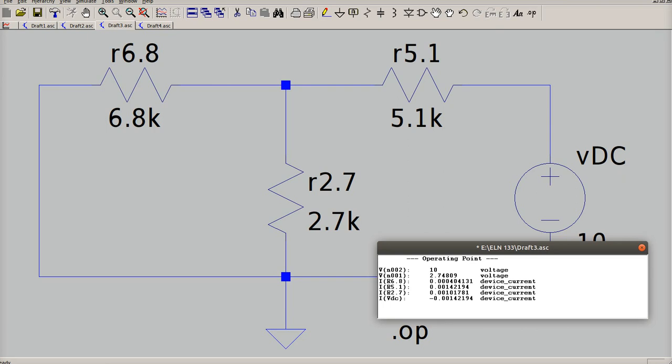So the solution to problem 1 through 5 is, well, all this information, the voltage drops across each resistor, and you have to subtract 2.74 from 10 to get the DC voltage drop across the 5.1K resistor.